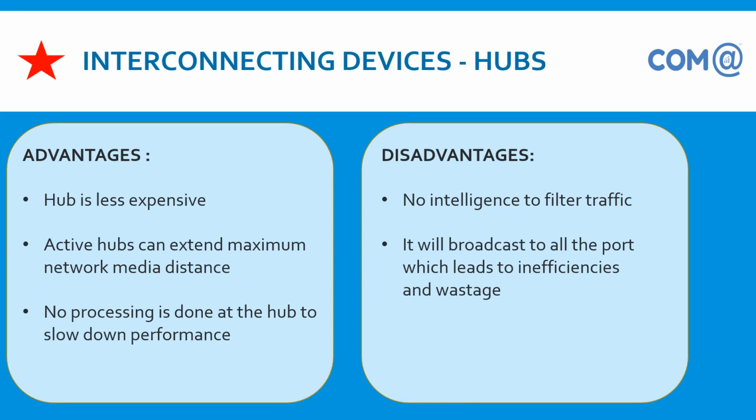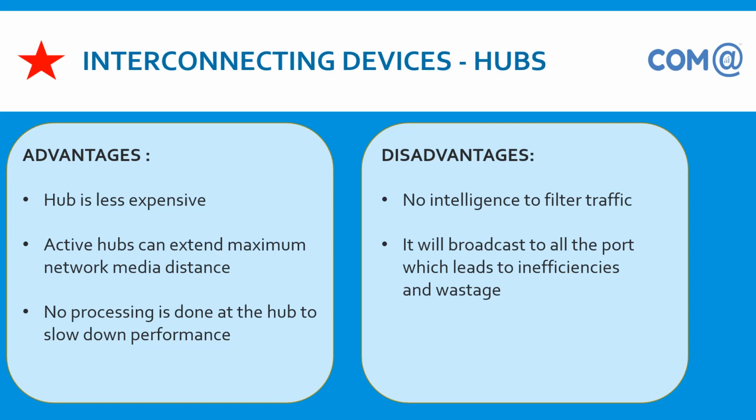Advantages: it is less expensive. Active hubs can extend the maximum network media distance. Maximum it can go up to 100 meters, and it can support Cat5 cables also. No processing is done at the hub. It means there is no intelligent device to process the data. It will amplify the data, but it will not process any other information like source and destination. Those kinds of processing will not be done over here.